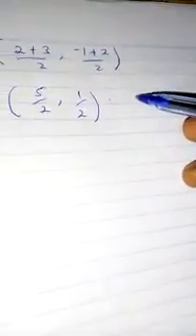Sorry, this is -1 plus 2, which is giving us 1 over 2. Therefore, our midpoint is 5 over 2 and a half, which can be written as 2.5 and 0.5. But let us use this one. Therefore, now we have our gradient and a point.